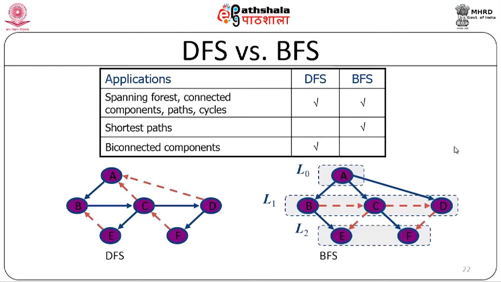Next we have DFS versus BFS, that is depth first search versus breadth first search. These are some applications which we will see in detail: spanning forest, connected components, paths, cycles. DFS and BFS can be used. We have discussed only BFS. For shortest paths, BFS is the best. For connected components, DFS is the best. If you look at BFS, you start at level 0, then do everything at level 1, then go to level 2. That is BFS. Depth first is the other way around; we will come into detail about this later.